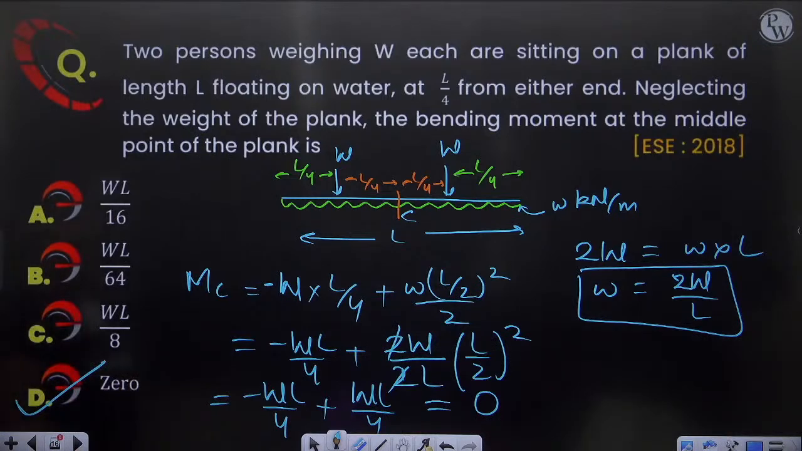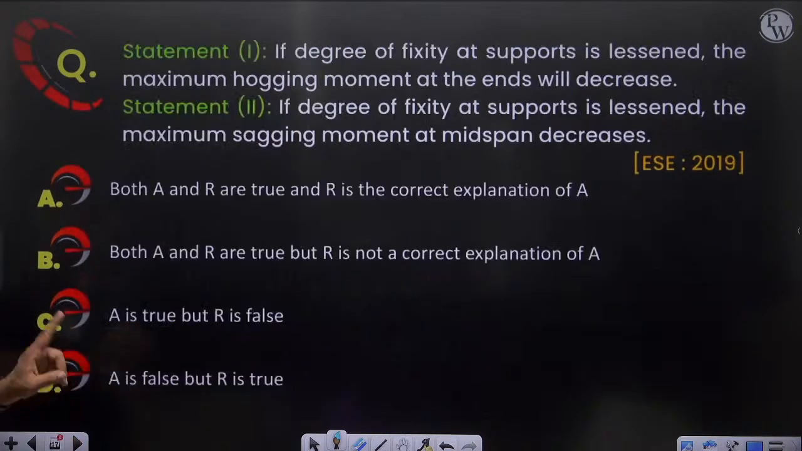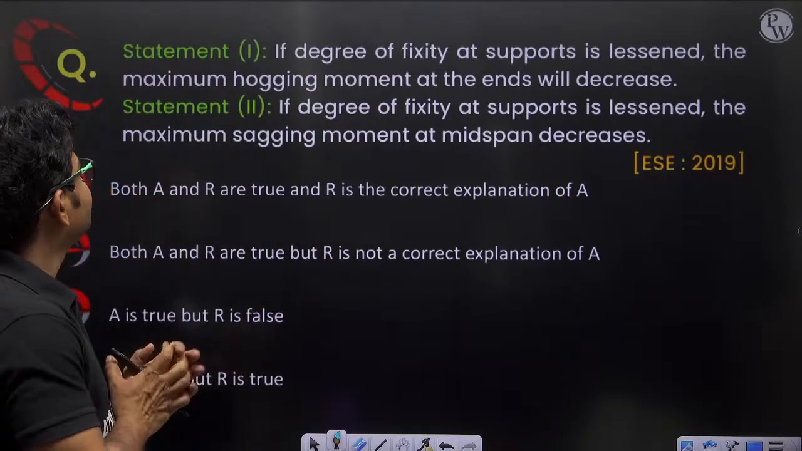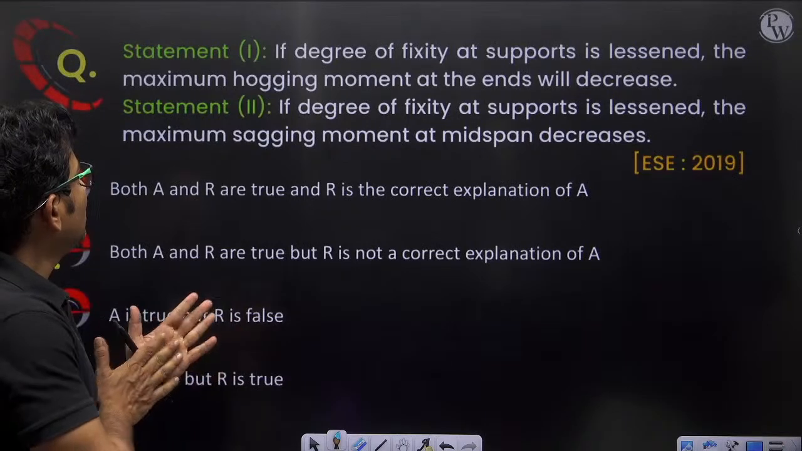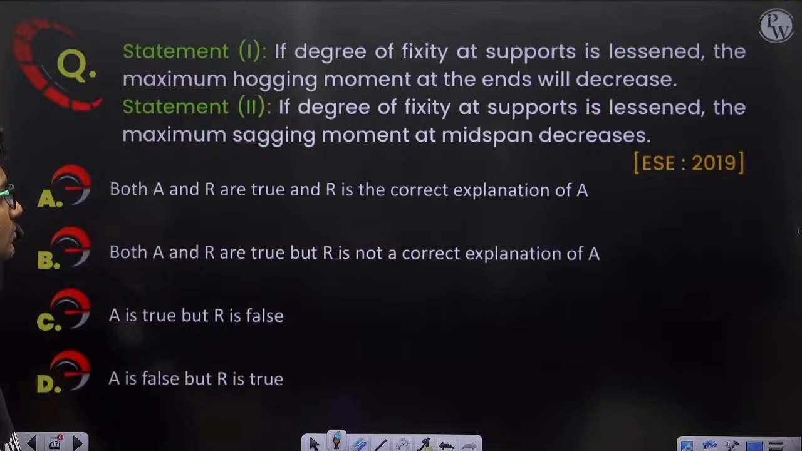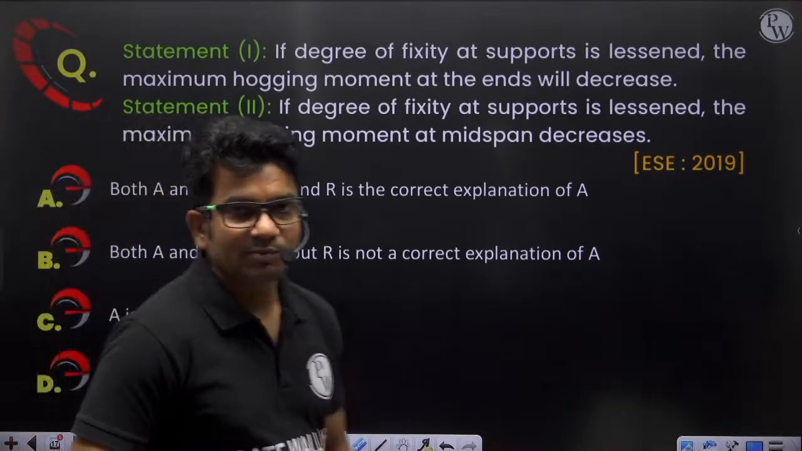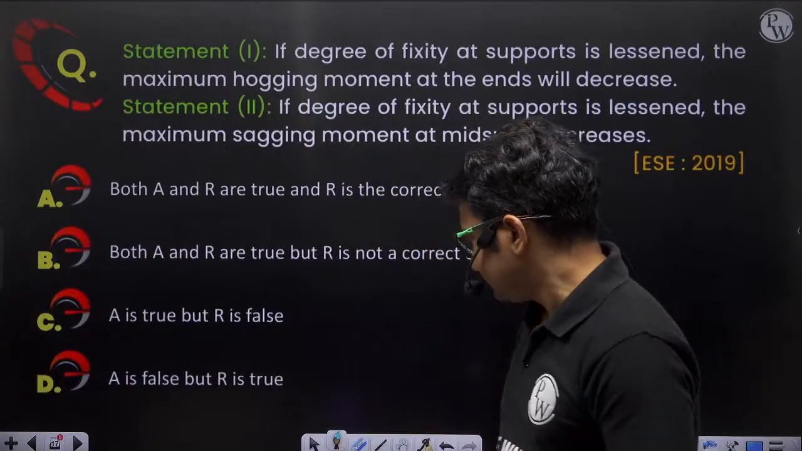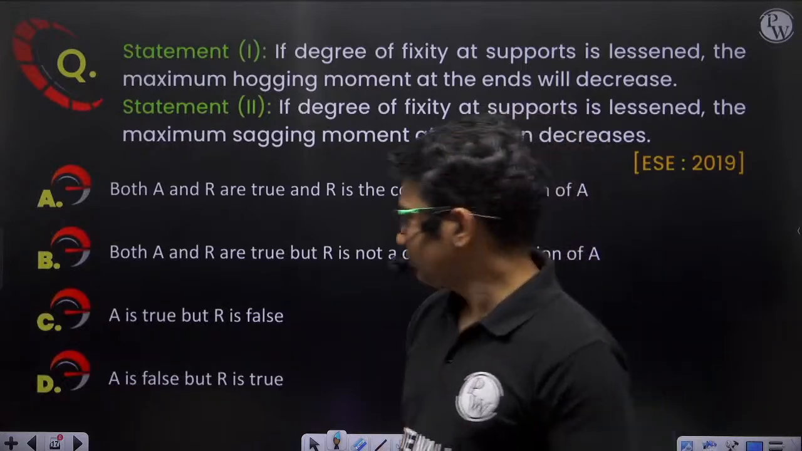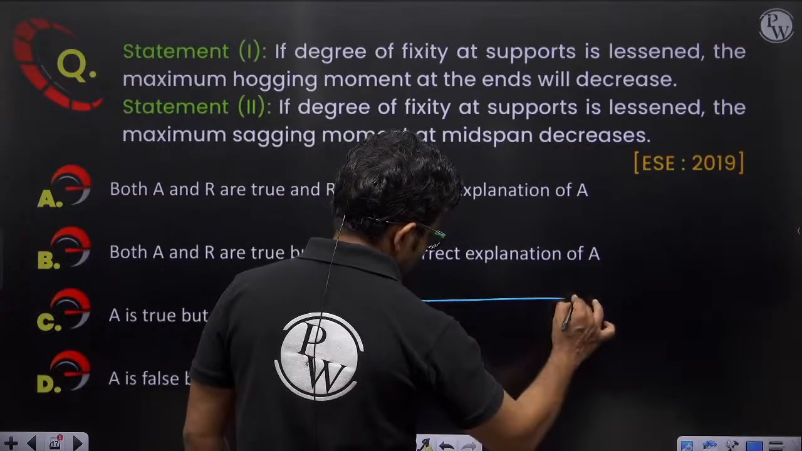Clear? Okay, next question. If degree of fixity at supports is lessened, the maximum hogging bending moment at ends will decrease. Degree of fixity at supports. What do we mean by degree of fixity at supports? Basically, this is also a question of structure analysis, but let me give you a little bit of hint. Okay, we can solve it.